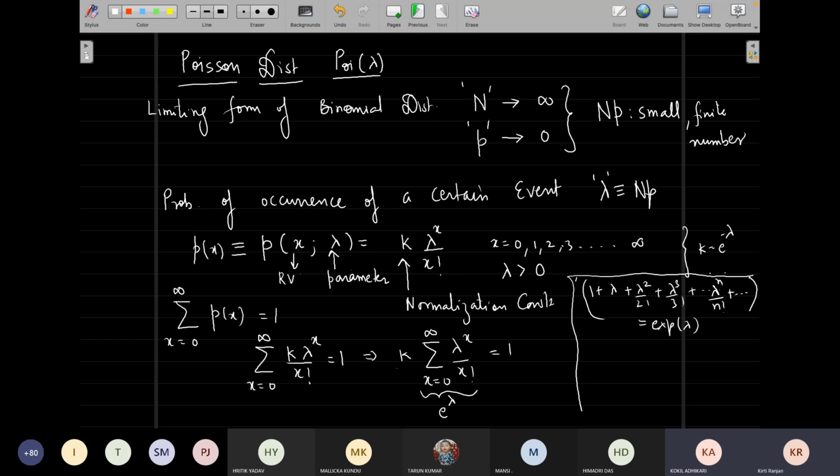Once you understand it, it is k times e raised to power lambda equal to 1. So what is k? This is e to the minus lambda. So this constant, which I gave earlier, is found from the normalization condition. E raised to power minus lambda is nothing but the normalization constant of this PMF. And hence the final PMF, after taking care of the normalization coefficient, becomes e raised to power minus lambda, lambda raised to power x over x factorial, where x is of course going from 0, 1, 2 to infinity, and lambda is greater than 0.